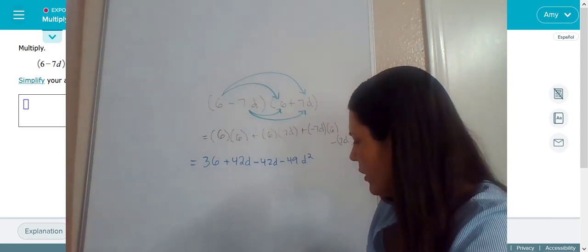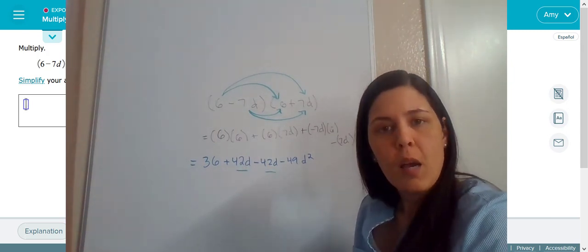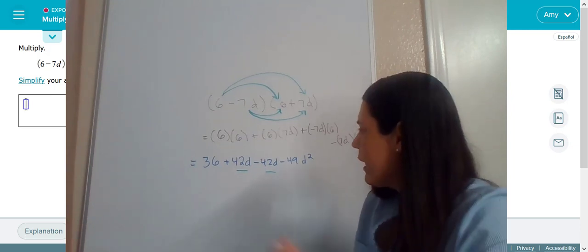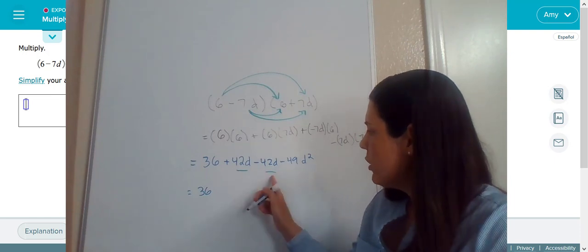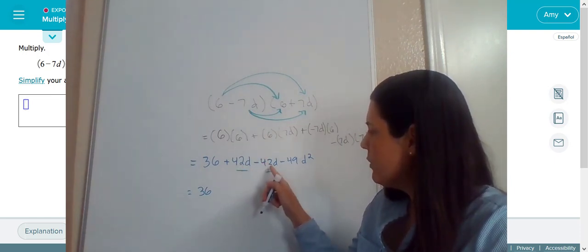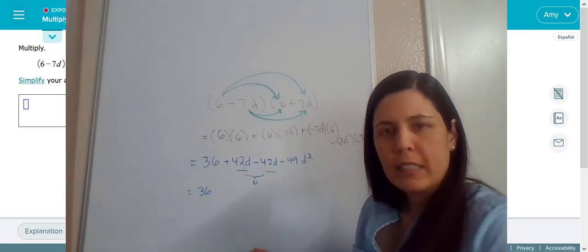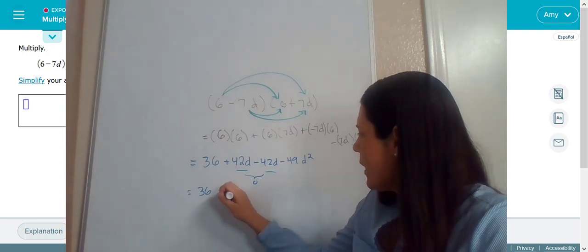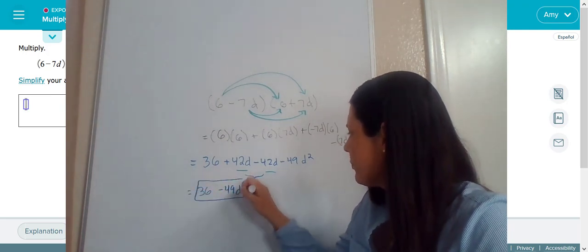And then you have like terms when you do this, so the like terms here get to combine. 36 is just a constant, so we're going to leave that by itself. But these terms with d in them can combine, and positive 42d minus 42d actually add up to 0. So we don't even have to write that. And then in the back we have minus 49d squared, and this is the answer.